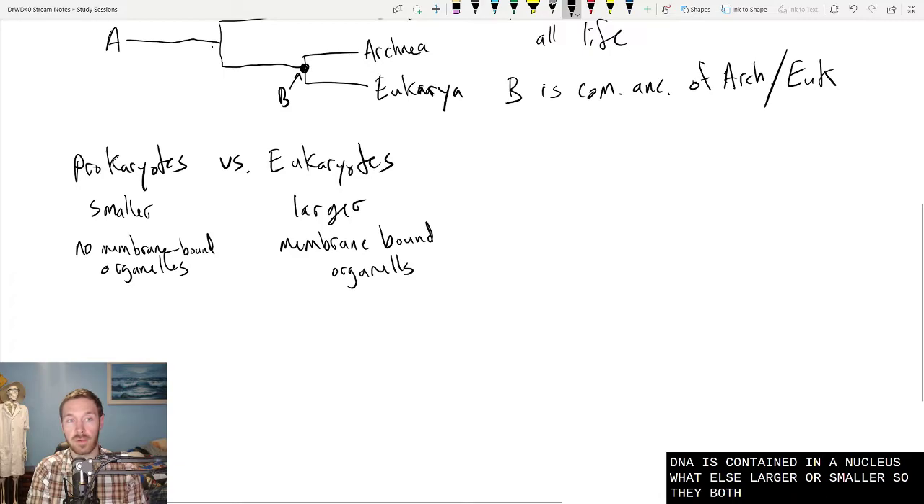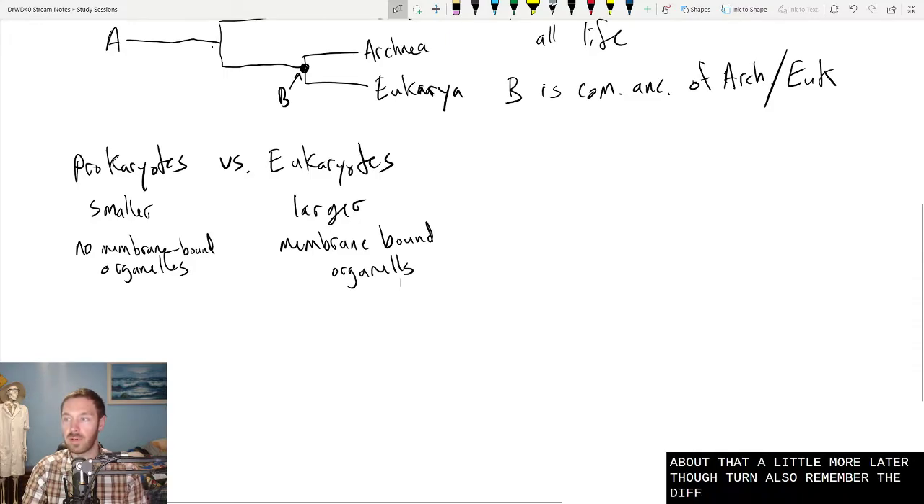So they both have a cell membrane. So similarities is that they both have a cell membrane. We always talk about the differences, but they do have some similarities. They both have ribosomes. Ribosomes are not membrane-bound organelles, so don't forget that. We'll talk about that a little more later, though.